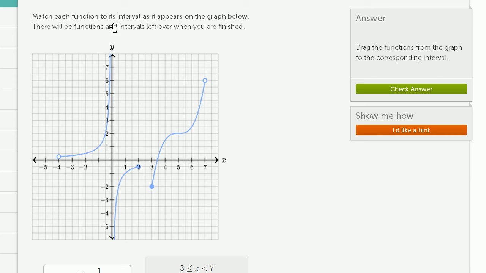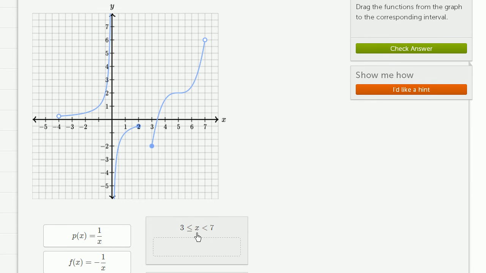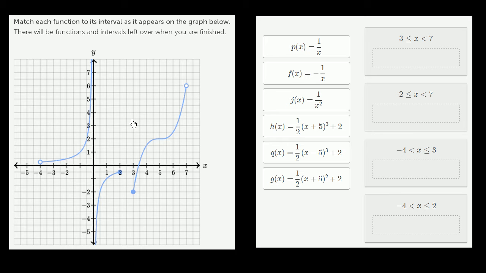Match each function to its interval as it appears on the graph below. There will be functions and intervals left over when you are finished, since we have this crazy looking graph here. And what we want to do is think about what expressions define the different parts of this graph. So if we thought, for example, that in the interval between where x is greater than or equal to 3 and x is less than 7, that this is being defined by 1 over x, we would drag this into that just like that.